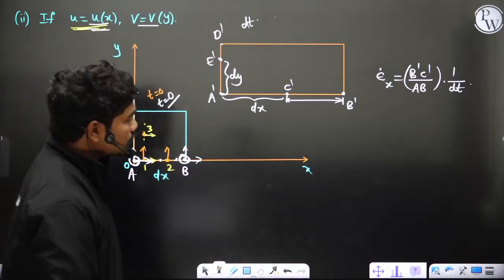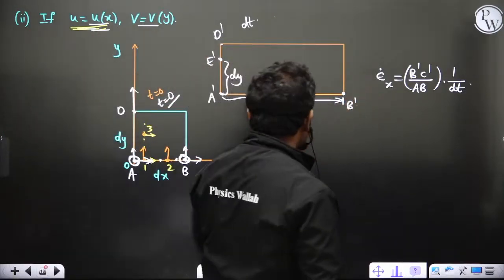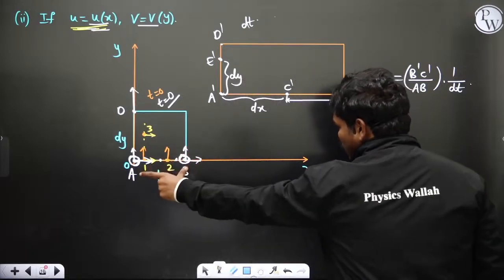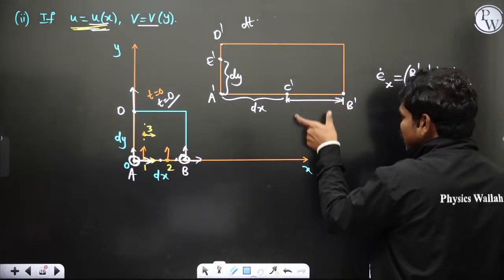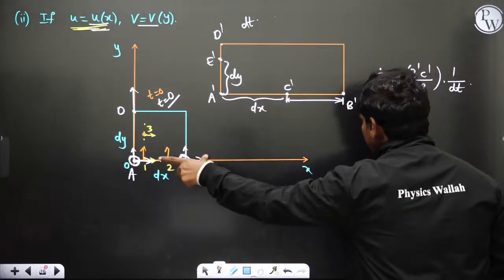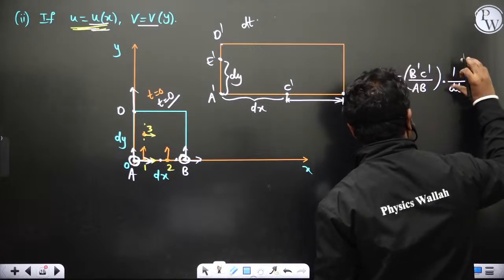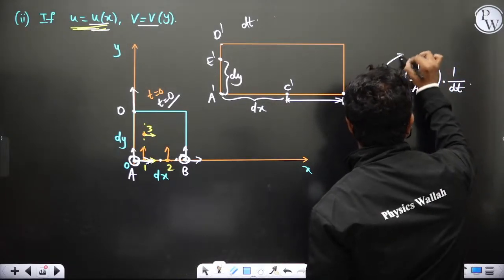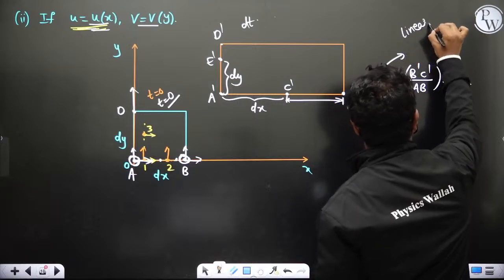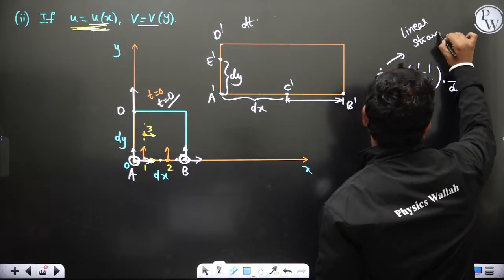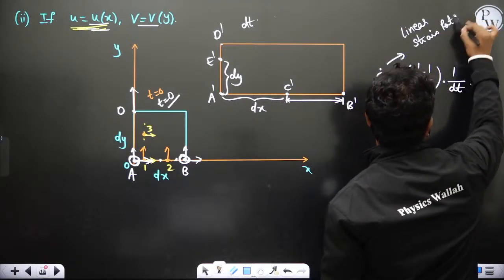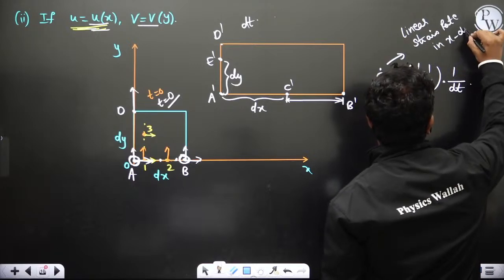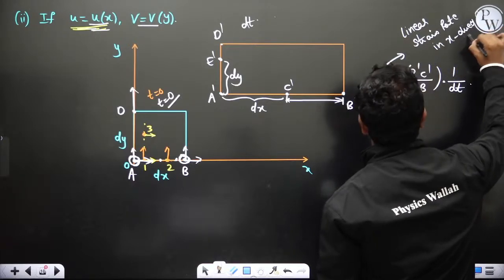Okay, now let us see. This is epsilon dot x because the change in length of this horizontal element is nothing but this B dash C dash. So change in length by original length, and this change in length is happening in a time dt. So this is the linear strain rate in x direction.